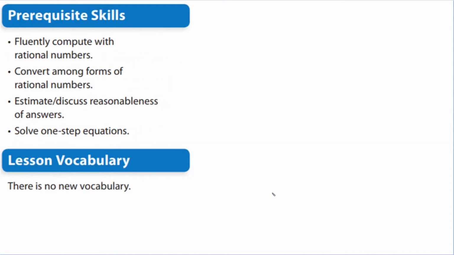The prerequisite skills: fluently compute with rational numbers, convert among forms of rational numbers, estimate, discuss reasonableness of answers, solve one-step equations. There is no new vocabulary for this lesson.